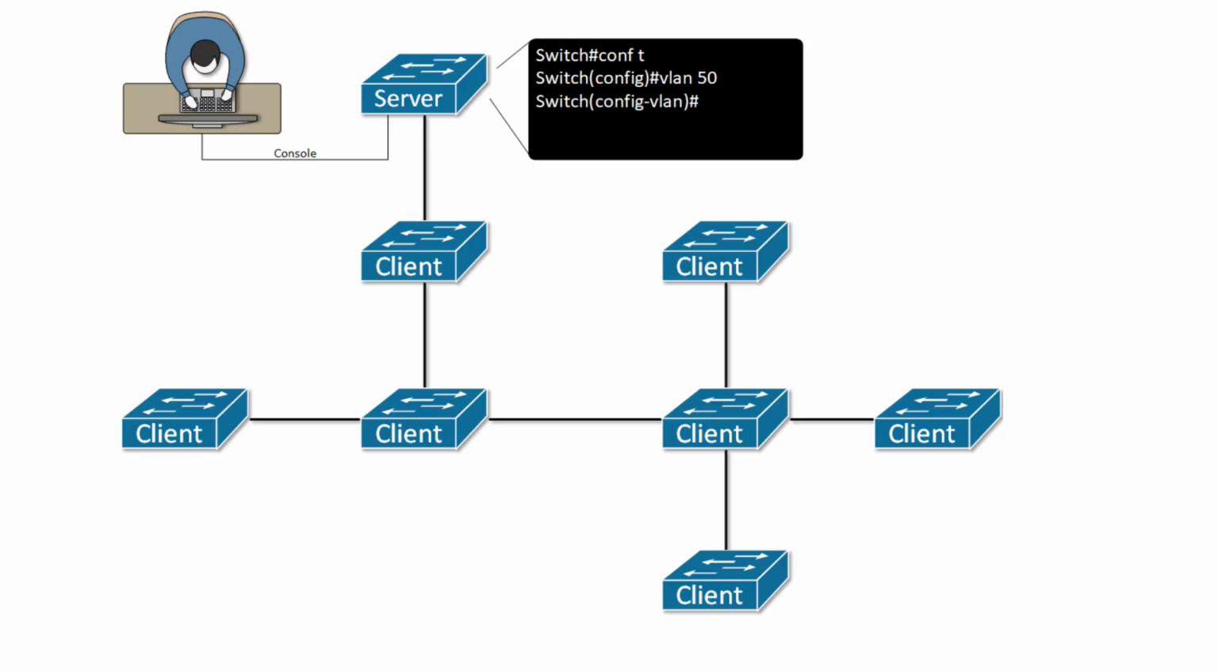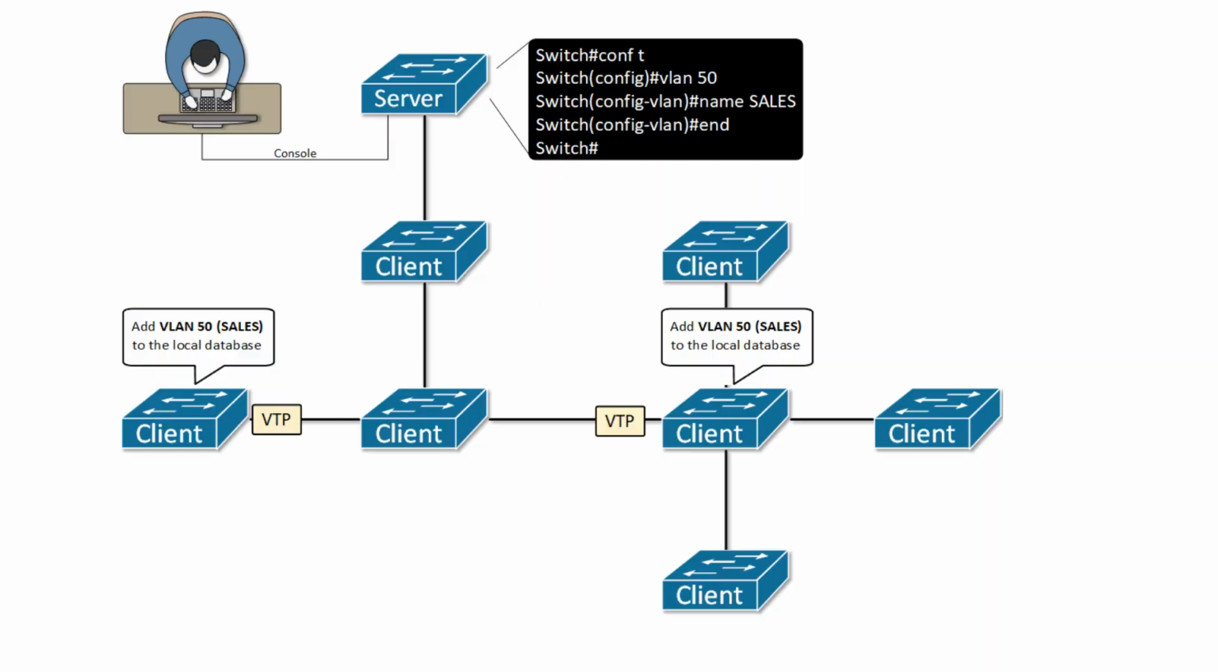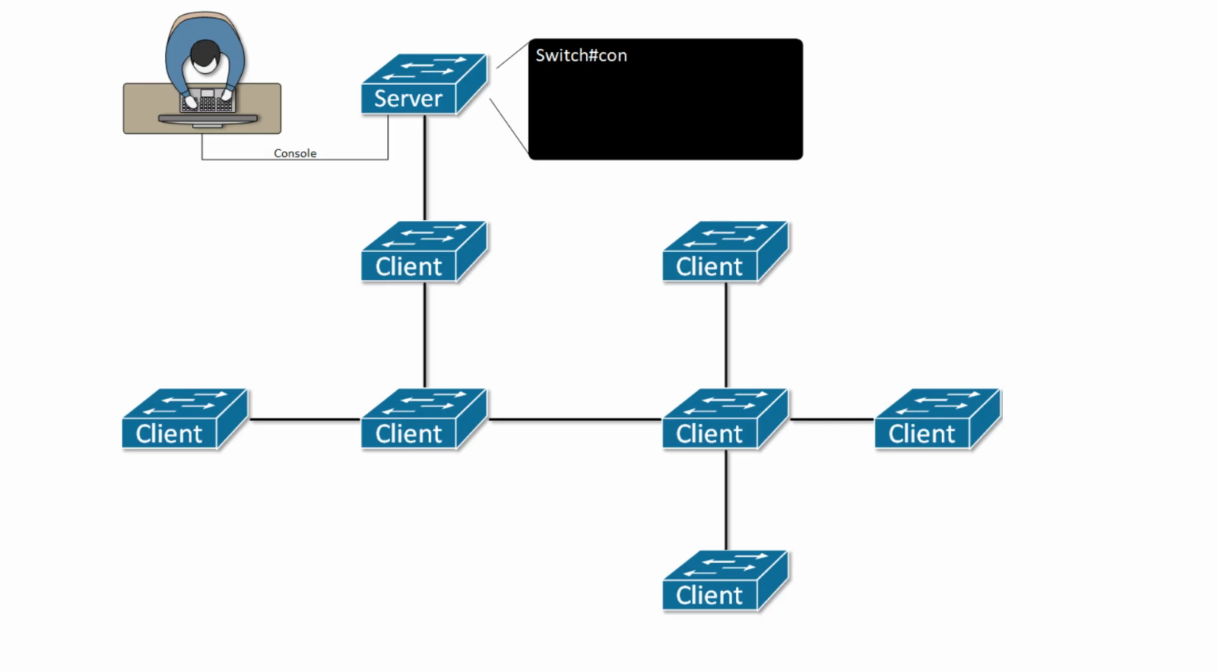VTP server. A switch in server mode advertises all changes to the VLAN database to all other switches in the same VTP domain. These advertisement messages are sent over trunk links. VTP client. VTP clients transmit and receive VTP updates but cannot create or delete VLANs. All VLAN changes are done on the switch in server mode.